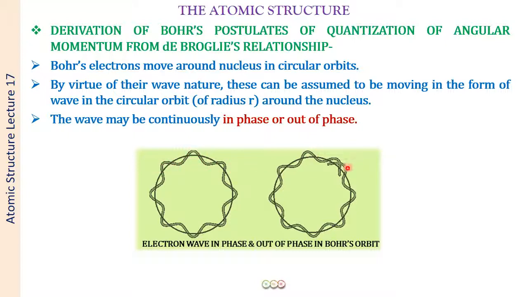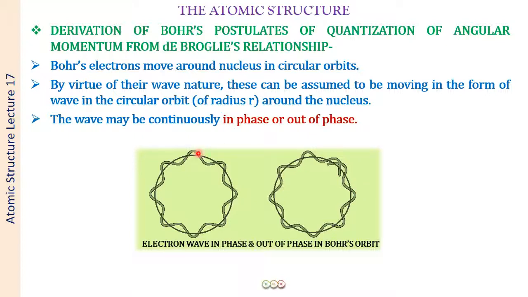Then another possibility is that the wave starts at one point and ends at another point. What is going to happen is that there is going to be a destructive interference, right? So this wave is out of phase, and ultimately because of the destructive interference, this wave is going to die out. And such waves which die out are not going to happen. So only those orbits are possible where the waves are in phase. When they are out of phase, that is not possible. Now I hope you understand.